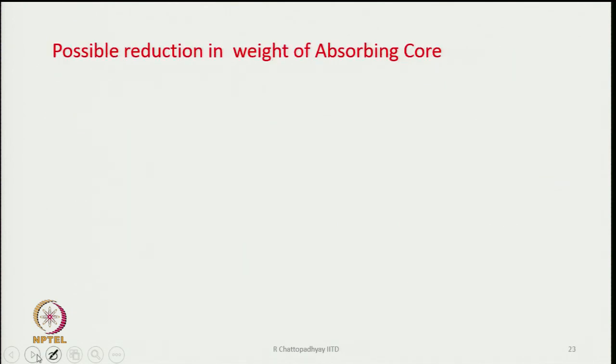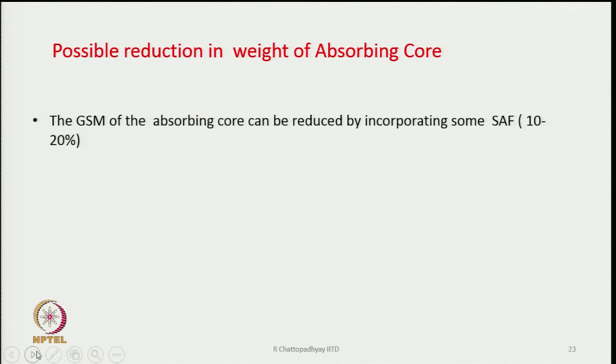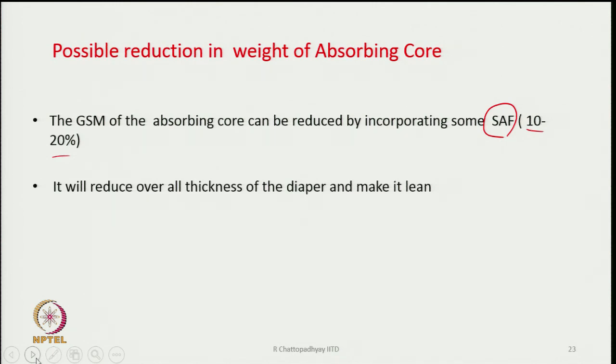The other thing that will come now is the possible reduction in weight of the absorbing core. If we feel that with such a GSM it becomes too heavy or too thick, then obviously people think of reducing the weight. One way of reducing the GSM is by incorporating SAF, super absorbent fiber, or super absorbent polymer, whatever you say. We can use them to the extent of 10 to 20%, because we have seen from research that too much use reduces the absorbency rate, because it immediately transforms into a viscous liquid and blocks many pores. That is the danger, so too much of it should not be used; a little bit, 10%, 20% or maximum 30%, can be used. It will reduce the overall thickness of the diaper and make it lean.